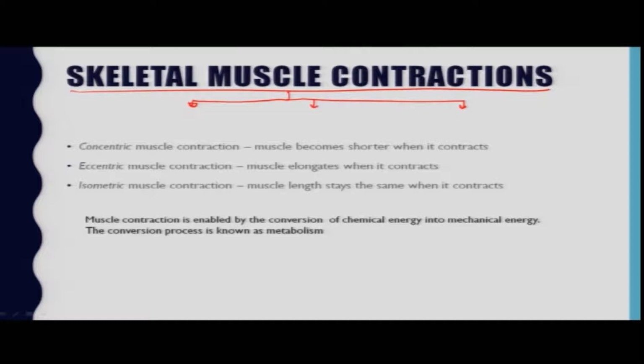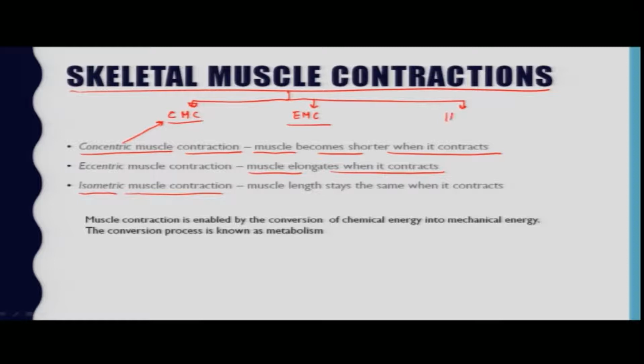The first type is concentric muscle contraction, in which the muscle becomes shorter when it contracts. Second is eccentric muscle contraction, in which the muscle elongates when it contracts. And third kind of muscle contraction is isometric muscle contraction, in which muscle length stays the same when it contracts.